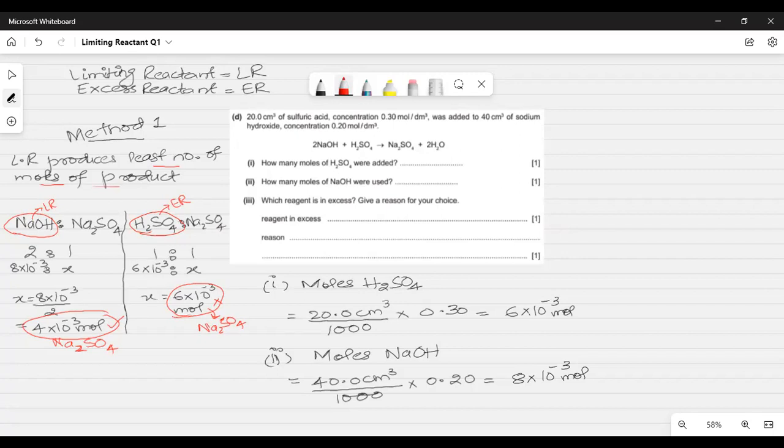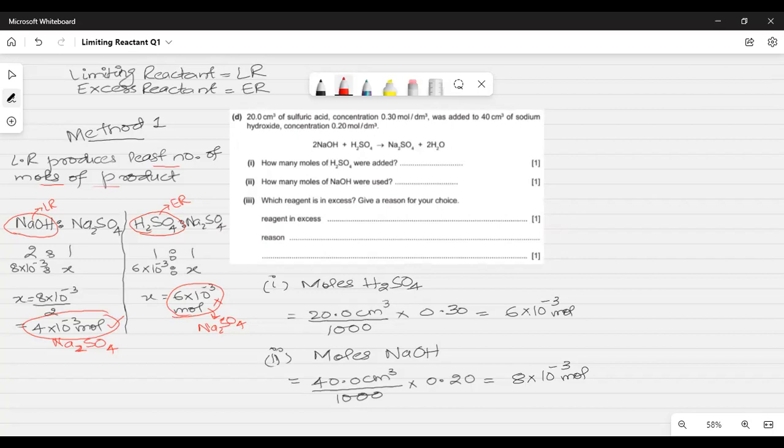No, no, no. Since you quoted 4 into 10 raised to power minus 3, that's why I said the reason is correct. When you're reasoning for this question, you need to mention a couple of values. Whether you mention 4 into 10 raised to power minus 3 moles of Na2SO4 formed because of NaOH, or you mention that 6 into 10 raised to power minus 3 moles of Na2SO4 formed because of H2SO4, either one can give you the marks for the correct answer. Because excess reactant definitely makes more product, and limiting reactant definitely makes less number of moles of product. So you need to quote either one of the values. You may quote both, it's up to you.